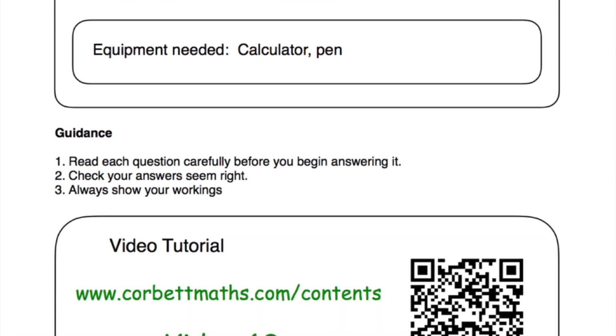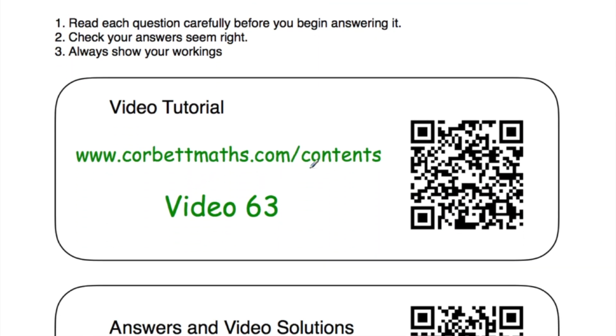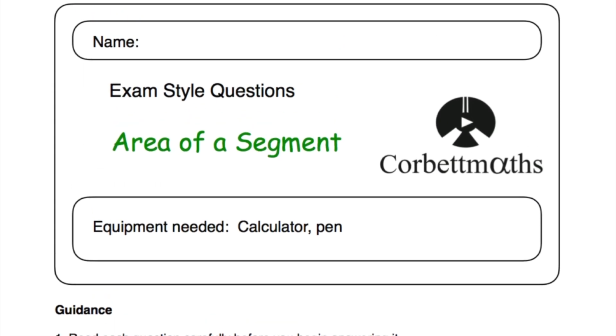If you do need any extra help on the area for a segment, if you go to Corbettmaths.com and scroll down to video number 63, there's a video tutorial there which would be useful for you. Also for this topic, it might have been useful to make sure that you know the cosine rule, the area for a triangle using a half ab sine C, the area for a segment, the arc length formula as well. Those videos might be useful as well.